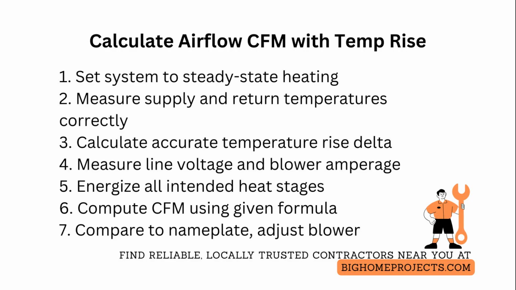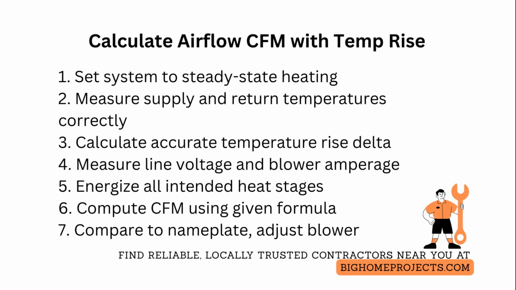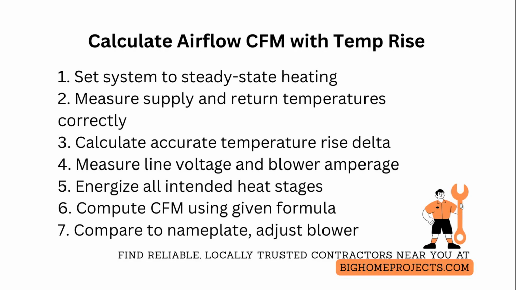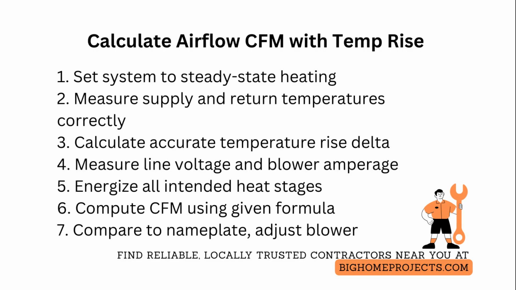Now, compute sensible heat. Multiply voltage by amperage by 3.414 to estimate British thermal units per hour heat output from electric heat, or to keep consistent with the provided method. Divide that result by 1.08 times temperature rise, where 1.08 equals the density of air times specific heat times minutes per hour, yielding cubic feet per minute.